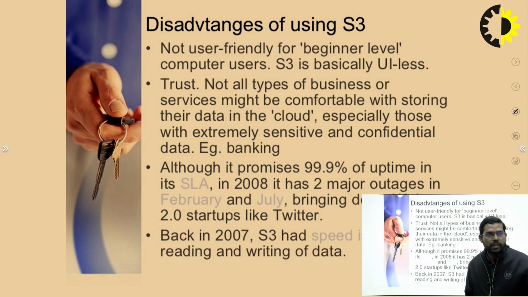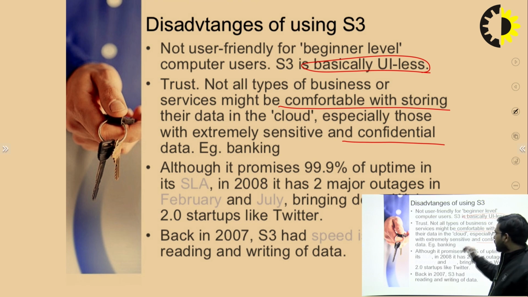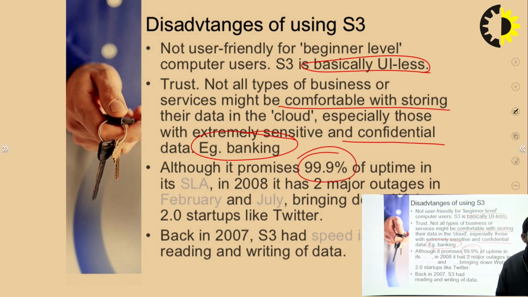There are also some disadvantages: not user friendly for beginners, used by advanced users, basically UI-less. Trust: not all types of business or service might be comfortable storing their data in the Amazon cloud, especially extremely sensitive and confidential data like banking data. Although it promises 99.9% uptime in its service level agreement, in 2008 it had two major outages in February and July, bringing down Web 2.0 startups like Twitter. Back in 2007, S3 had speed issues with reading and writing of data.